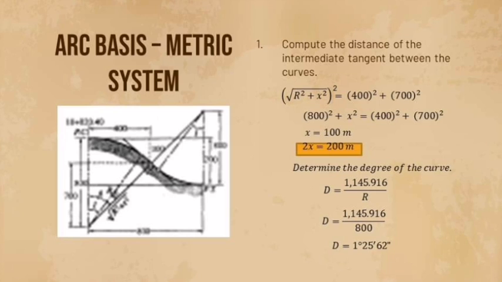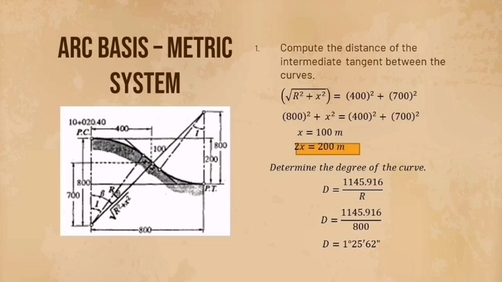Determine the degree of the curve. To get the degree, we use the formula for the arc basis metric system. So, D equals 1145.916 over radius. Again, substitute the radius, it will be 800. So 1145.916 over 800 equals the degree of 1 degree 25 minutes and 62 seconds.